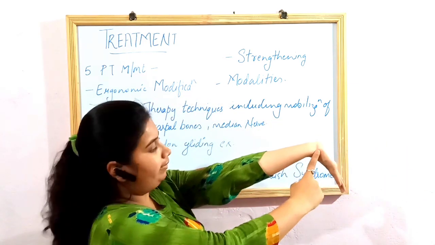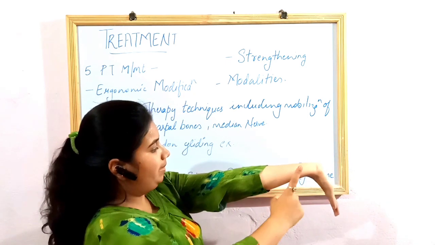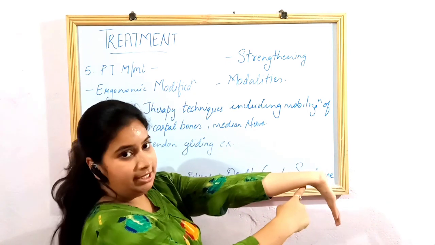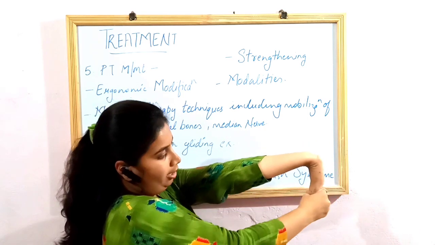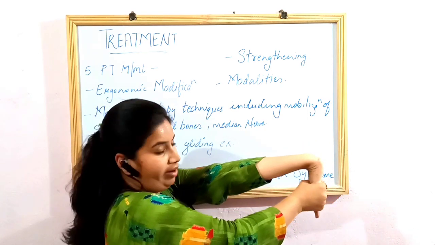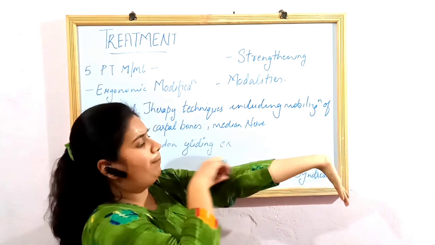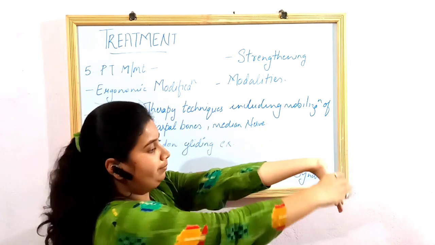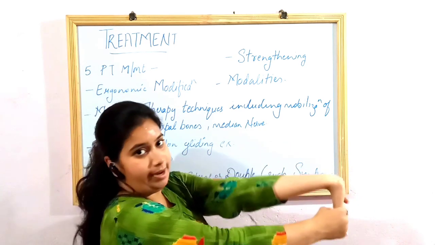This position will be there. Your elbow will be straight. Arm will be in 90-degree flexion, and give your palm a bit of stretch towards you. This will give you a proper stretch over here. This is also a stretch.